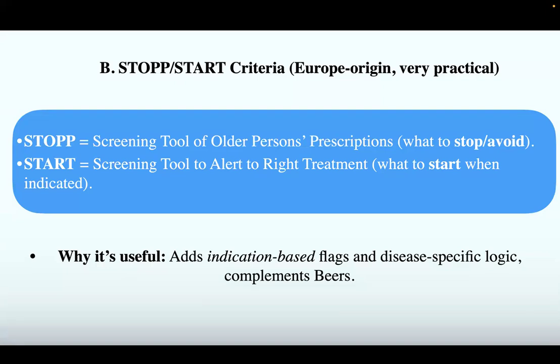So I hope now you know what exactly Beers criteria suggests, and once you find the agents that need to be avoided in the geriatric population and the alternate agents, then you can go for this. It complements the Beers criteria. STOPP and START. Okay, let's understand what is inside it.